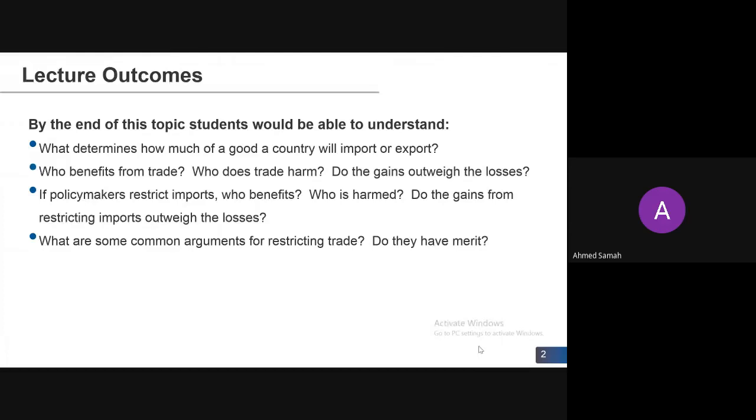You should be able to learn and understand what are the common arguments people raise in favor of restricting trade, and whether these arguments have any merit or not. Then we will also learn about some economic integration in the world economy, and agreement.